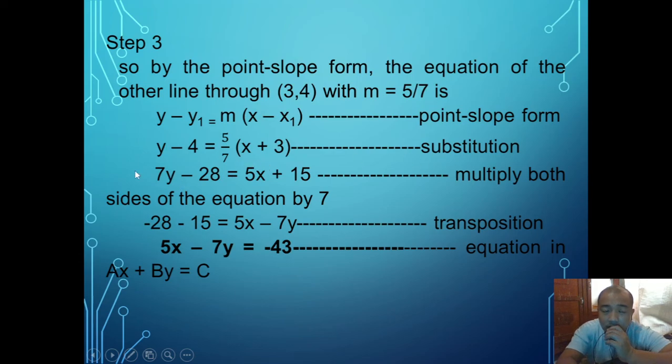Multiply the equation by 7. So 7y minus 28 equals 5x plus 15. Then transpose 7y to the right side, 5x minus 7y, and transpose 15 to the left side. Negative 28 minus 15 is negative 43. So therefore the equation of the line perpendicular to 7x plus 5y plus 8 equals 0 is 5x minus 7y equals negative 43. Equation in the form ax plus by equals c, I should say.